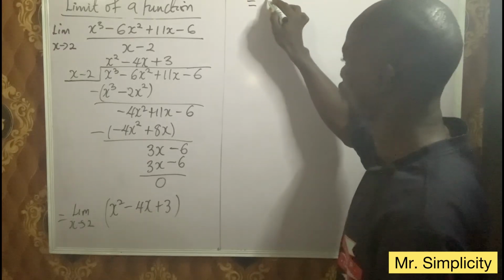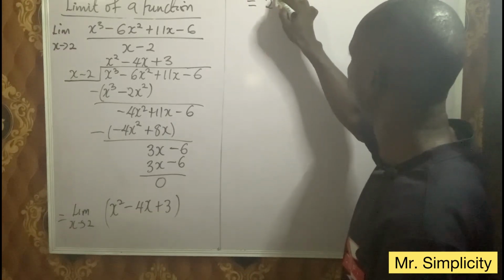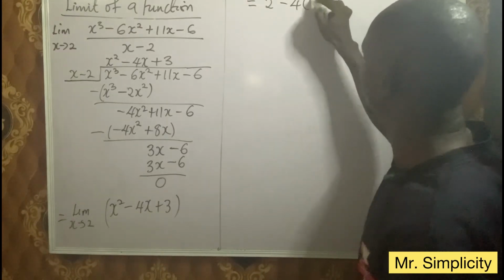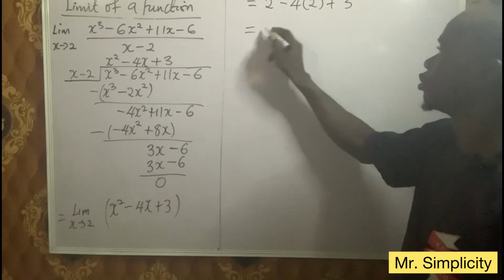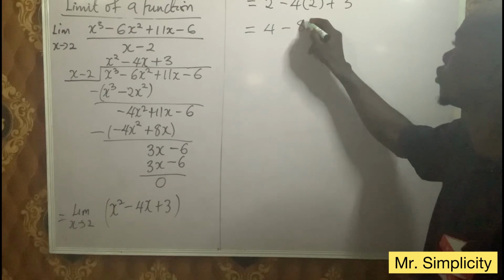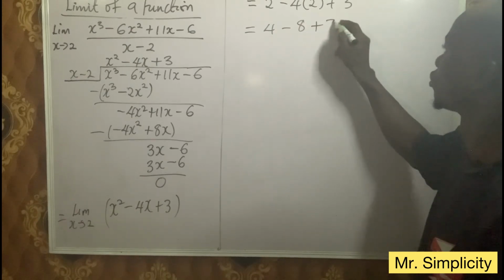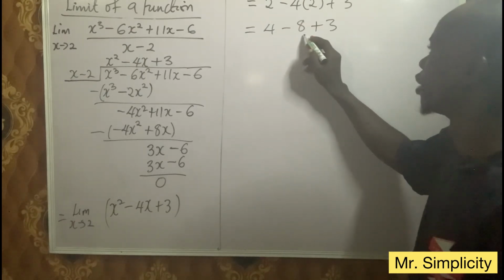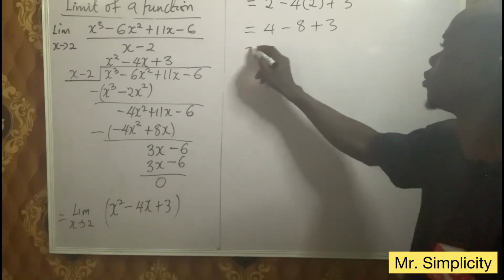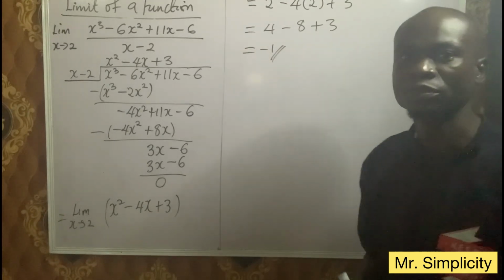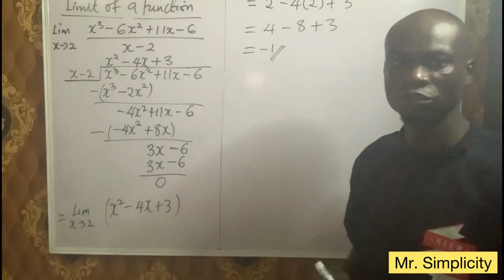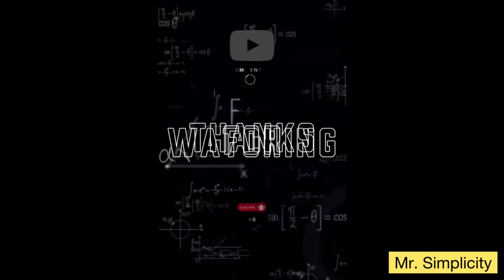If we substitute, x is 2. So we have 2 squared minus 4 times 2 plus 3. So this is 4 minus 8 plus 3. 4 minus 8 is minus 4. Minus 4 plus 3 is minus 1. So this is how we deal with problem that involves long division. Okay.